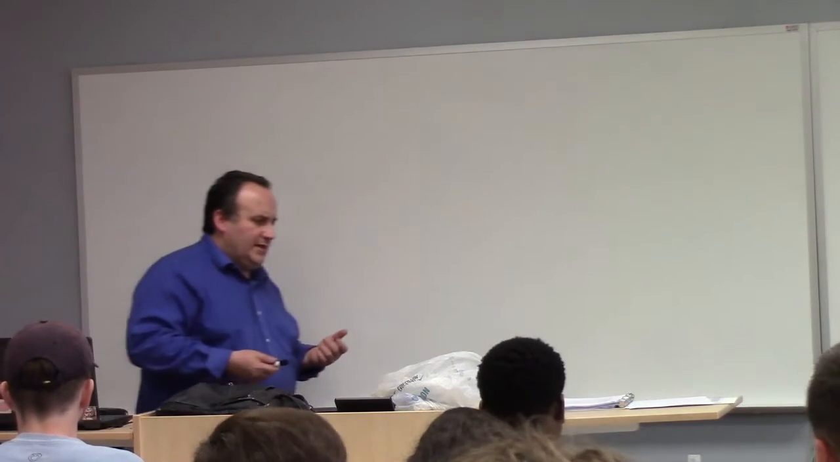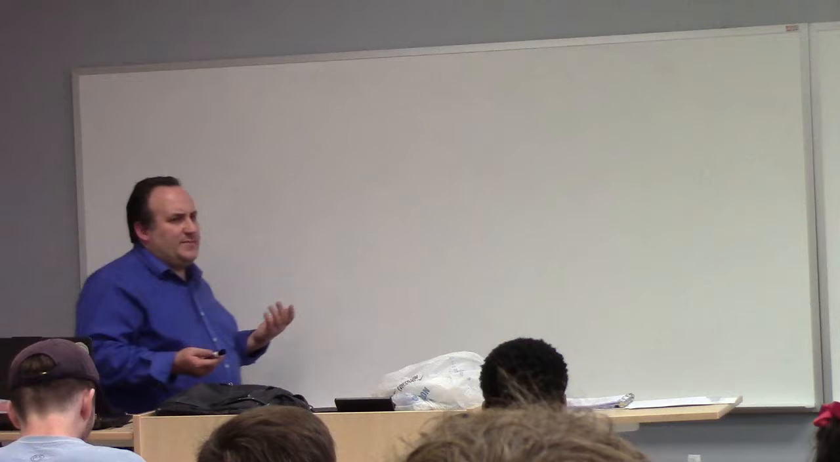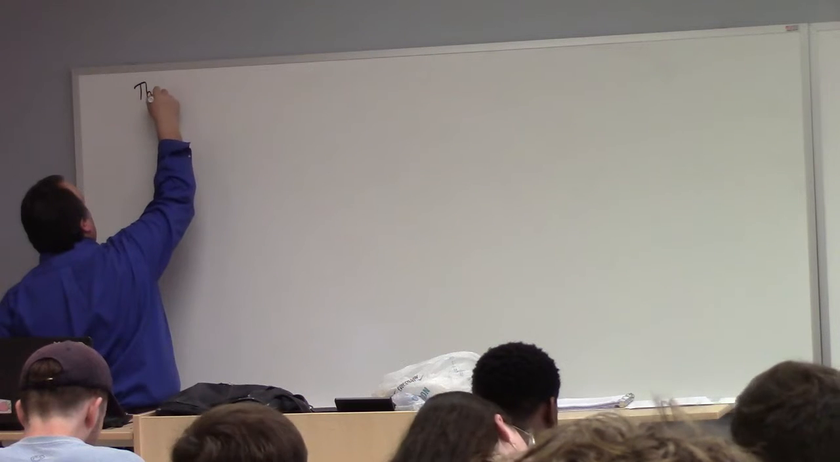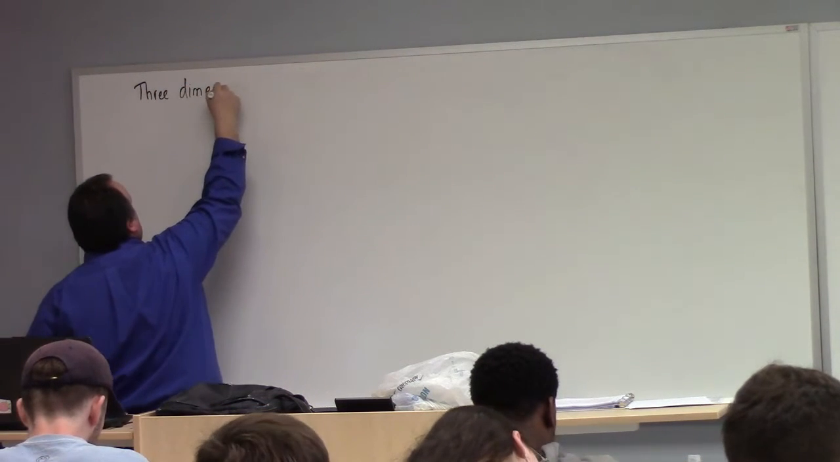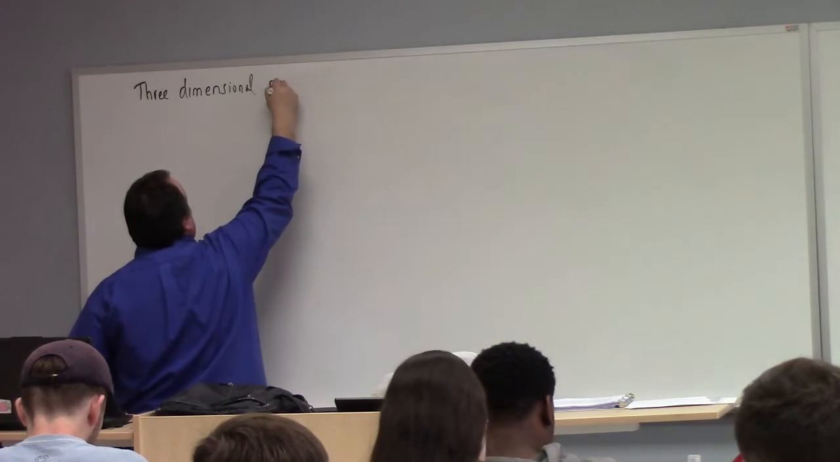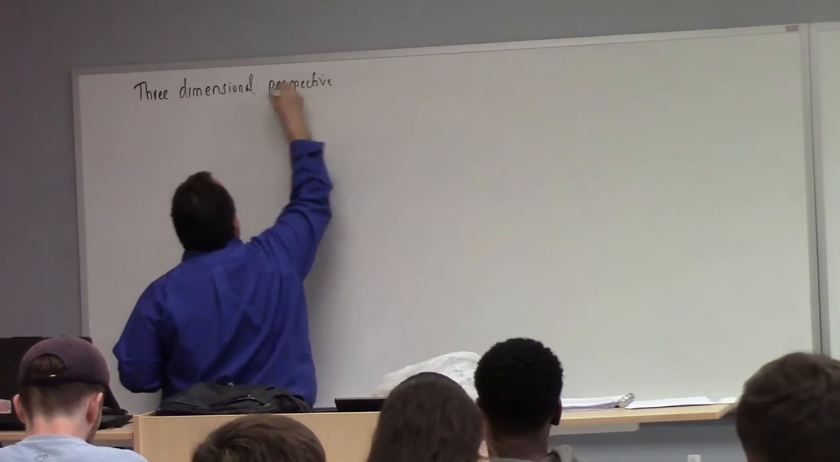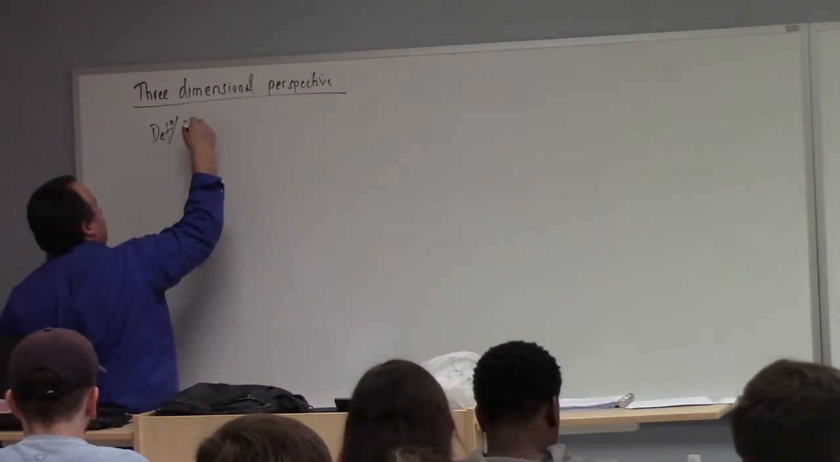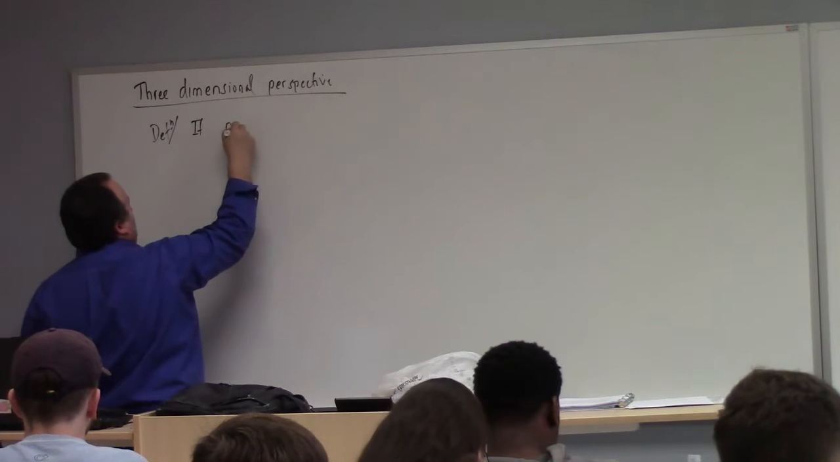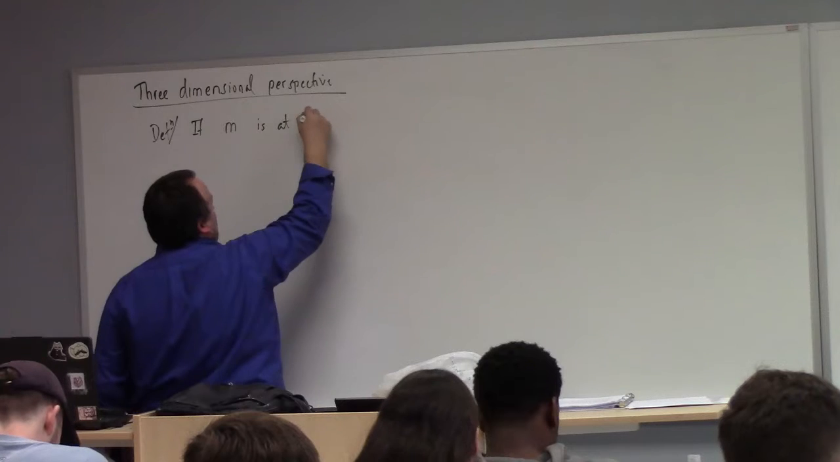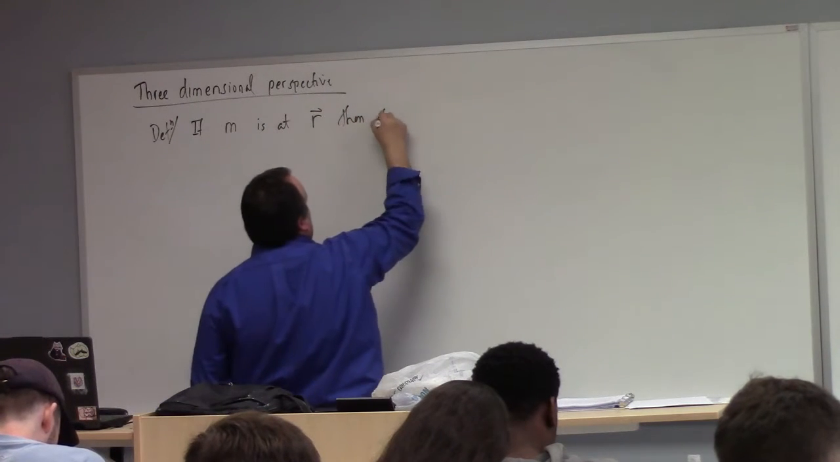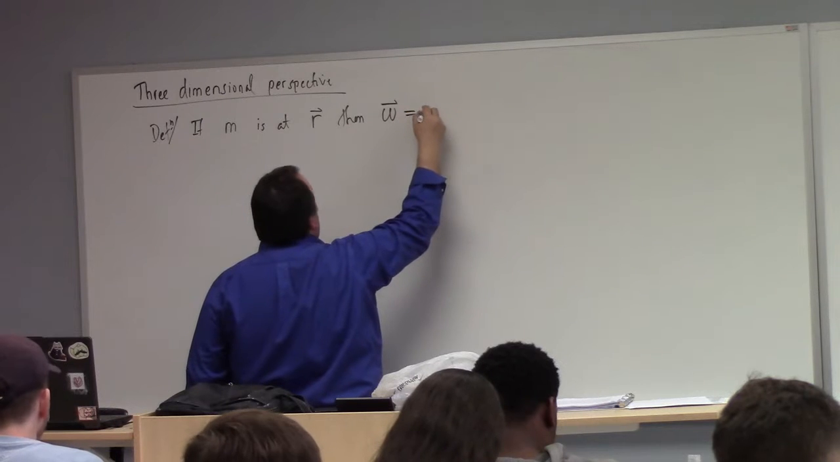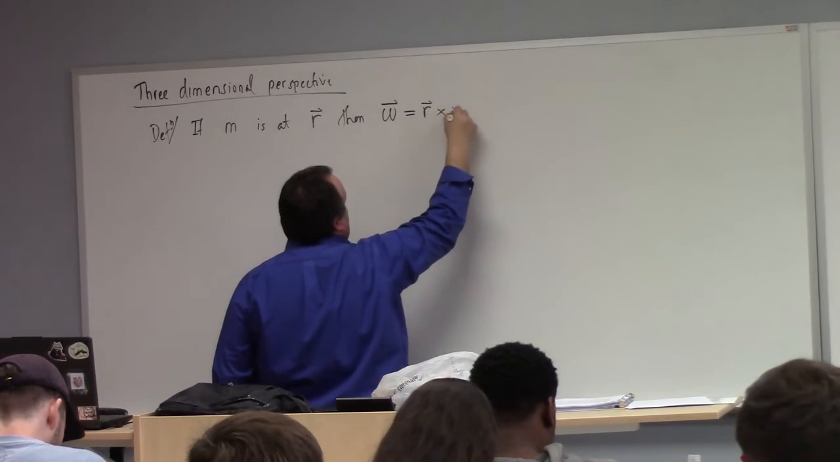So we're talking about, of course, rotational motion. And so I want to talk a little bit about the three-dimensional perspective on rotations. We need to make some definitions, basically. So, definition: if mass m is at position r, then the angular velocity vector omega is defined to be r cross v.